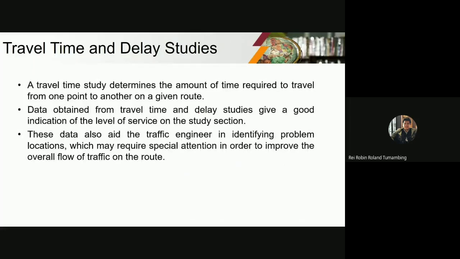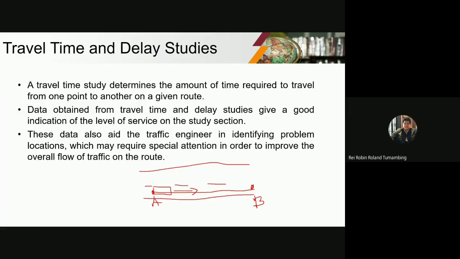So a travel time study determines the amount of time required to travel from one point to another on a given route. So where is that? If this is your highway, and you are traveling somewhere in this direction, so from this point, let's say point A, your destination is here, point B, the amount of time that you need to travel from point A to point B, that is our travel time.